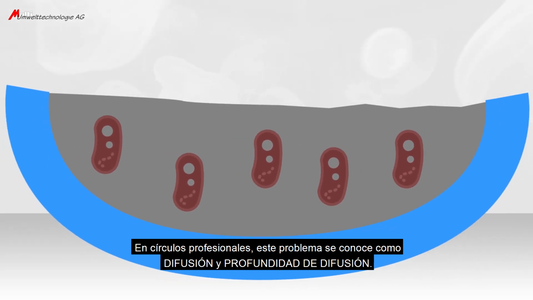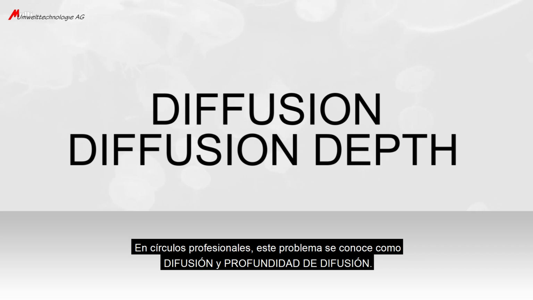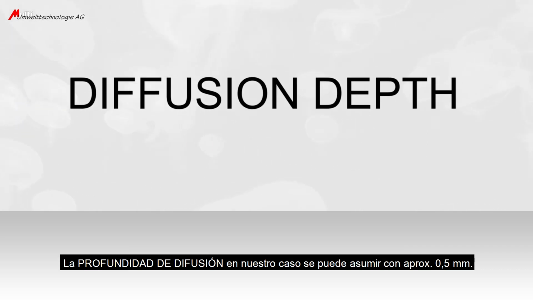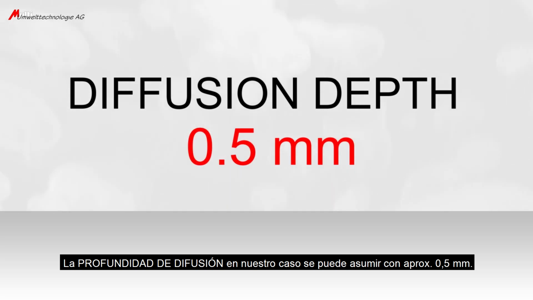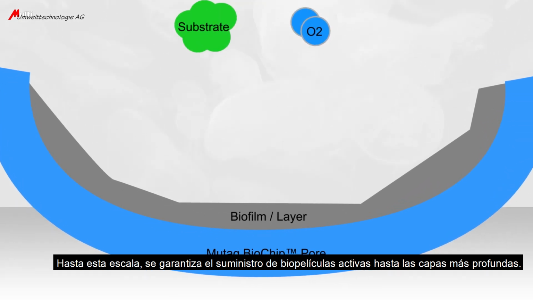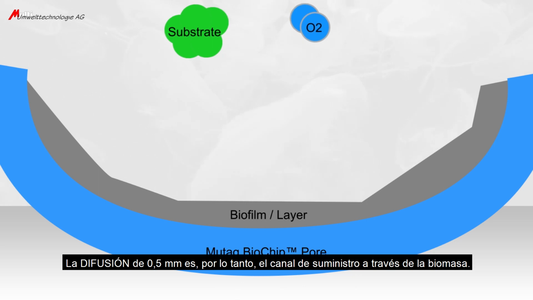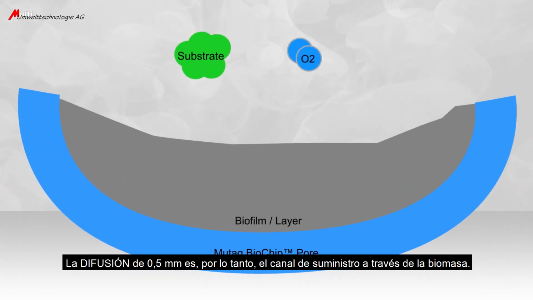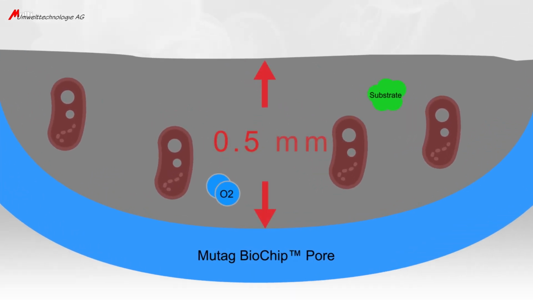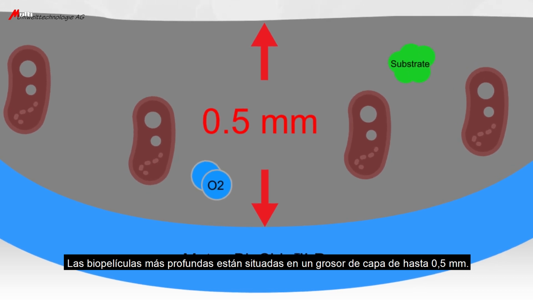In professional circles, this issue is referred to as diffusion and diffusion depth. The diffusion depth in our case can be assumed with approximately 0.5 mm. Up to this scale, the supply of active biofilms down to the deepest layers is ensured. The diffusion of 0.5 mm is hence the supply channel through the biomass. The deepest biofilms are situated in a layer thickness up to 0.5 mm.